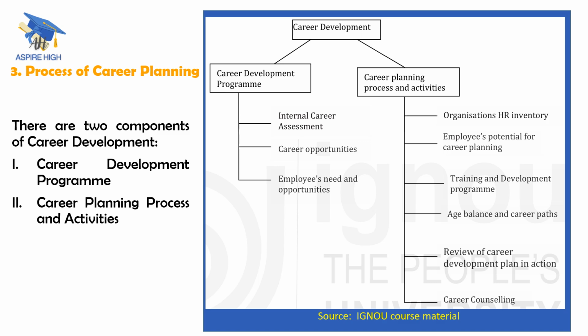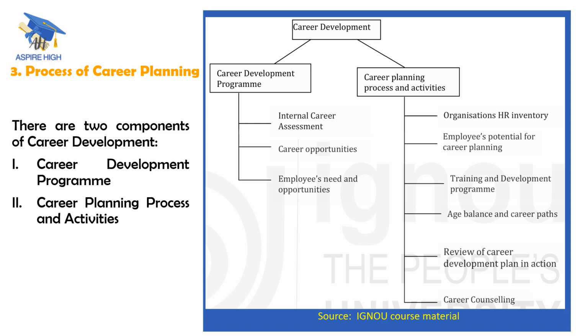Next, the third one is employees' need and opportunities matching, because everybody may not be able to fit into every role. Then there should be a match between the employees' expectations and the opportunities that are available within the organization in terms of the KSA concept of knowledge, skill and abilities.